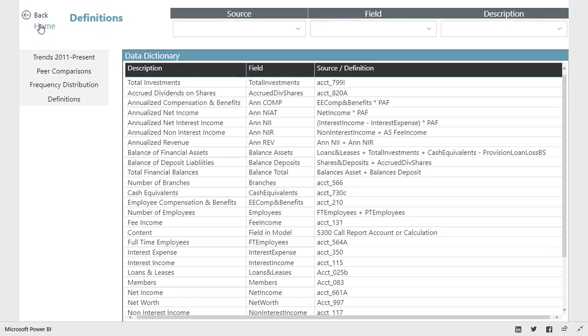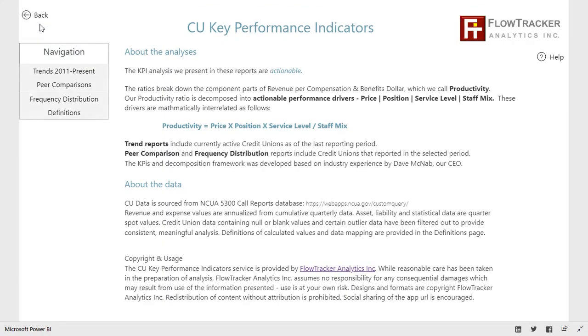And that's a quick summary of what we have in the Credit Union Key Performance Indicators application. We hope you find it useful. Thank you very much.